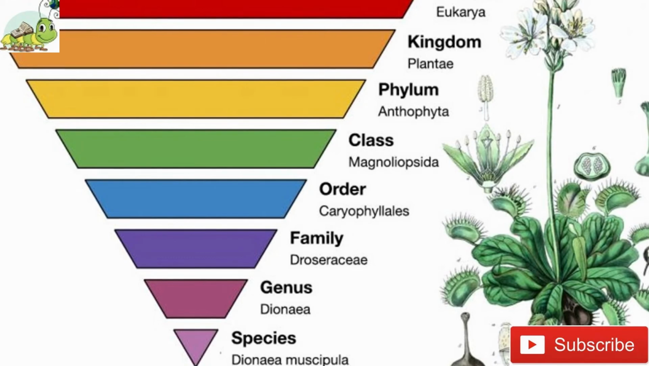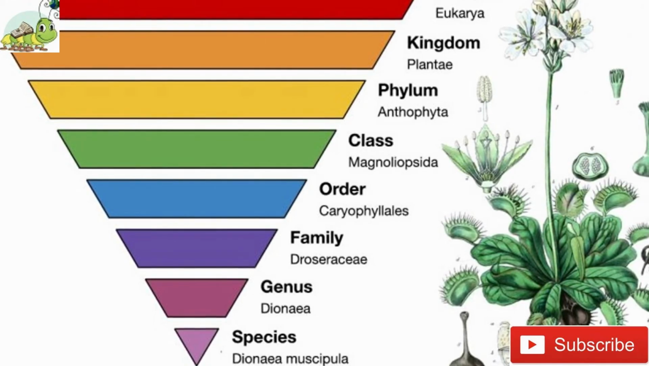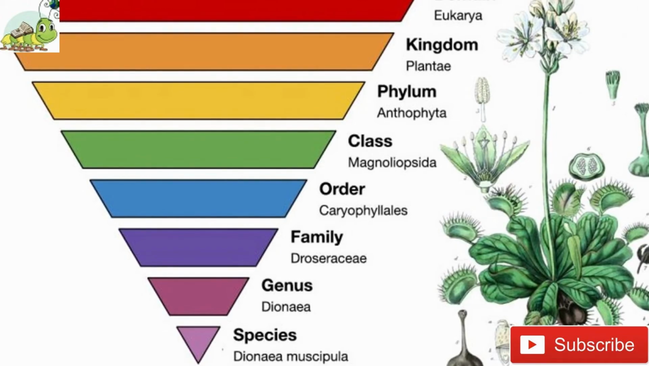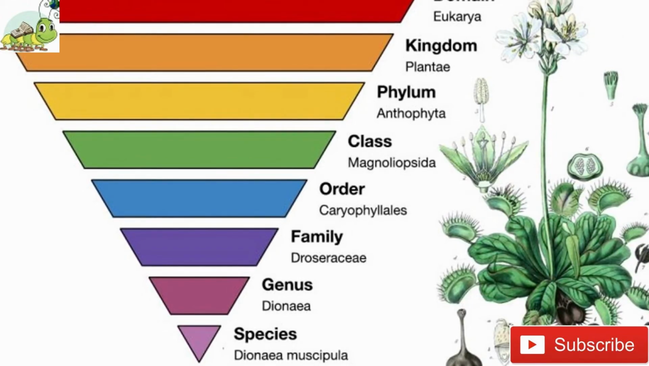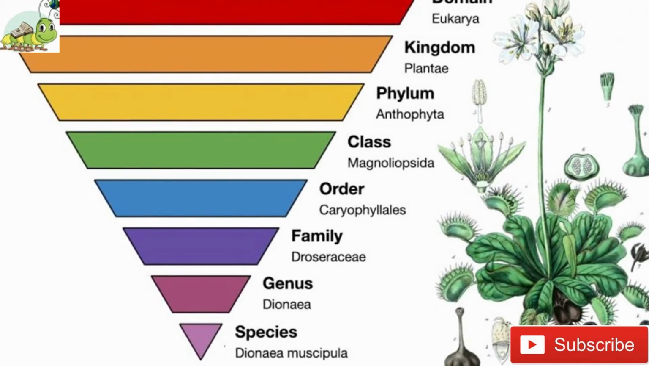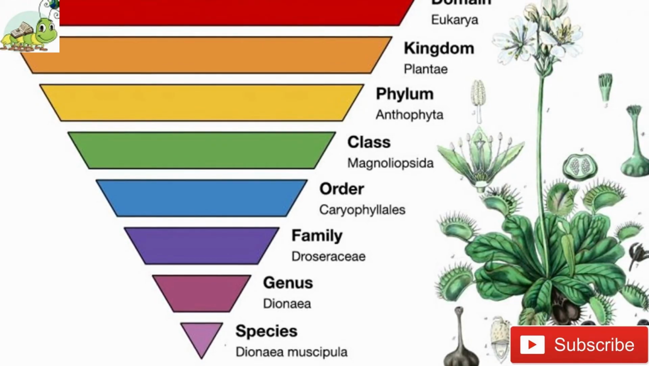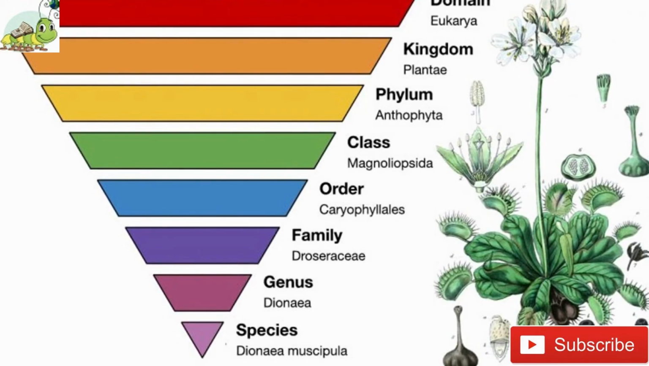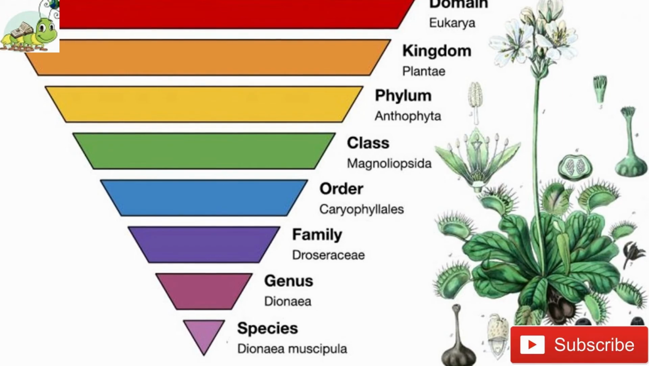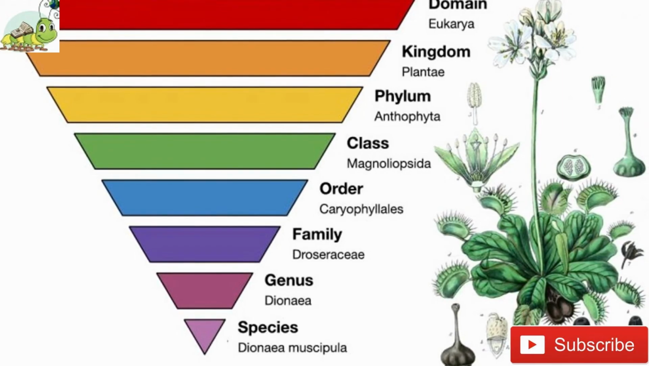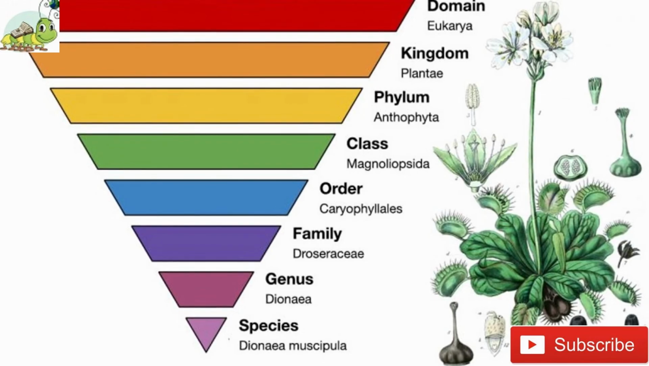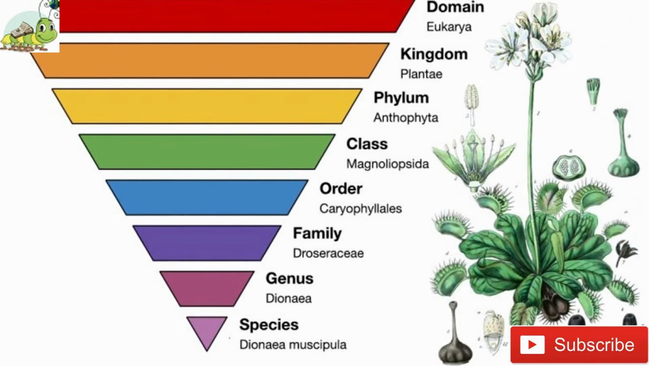Next, observe one plant, the carnivorous plant. The domain Eukarya, kingdom Plantae, phylum Anthophyta, class Magnoliopsida, order Caryophyllales, family Droseraceae, genus Dionaea, species muscipula.